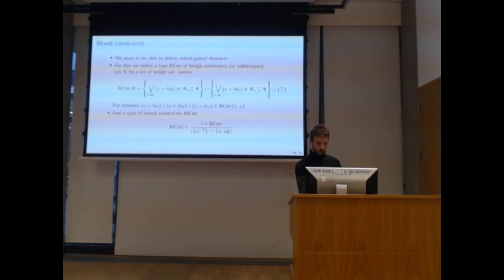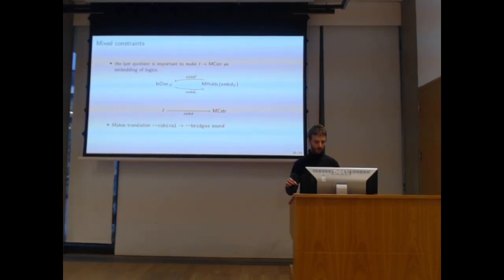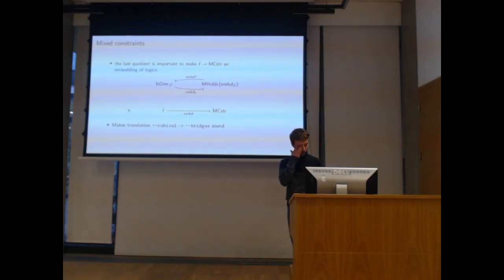And having this quotient is important because we want this map embed, which sends I into I and the bottom mixed constraint, the bottom bridge constraint, sorry. We want this map to be an embedding of logics, meaning that if I have a phi which is 1 in I, and this is a cubical primitive, then I should be able to prove that the embedded constraint holds and vice versa. Yeah, and this is some primitive that I added myself. And having this embedding of logics makes basically the translation between cubical and bridges sound.